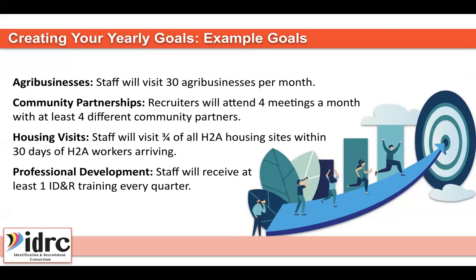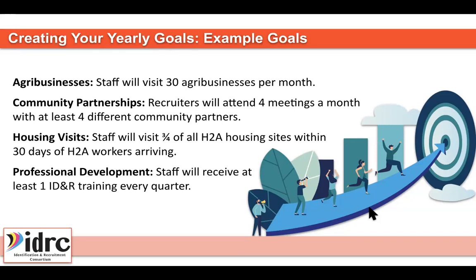If your goals focus on community partnerships, maybe your goal could be that recruiters will attend at least 4 meetings a month with at least 4 different community partners. That way you're encouraging your recruiters to get out there, to build up those relationships, to establish those meetings and build up that trust. If one of your goals is on housing visits, maybe you can set the goal that staff will visit 3/4 of all H-2A housing sites in your state within 30 days of the H-2A workers arriving. Again, you're creating that time-bound limit.